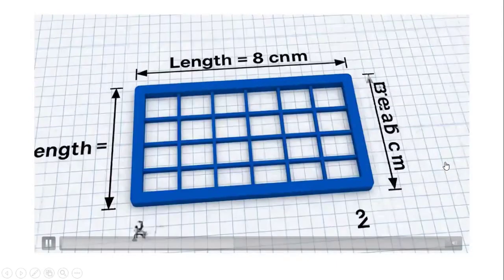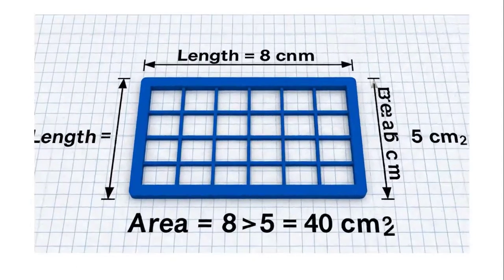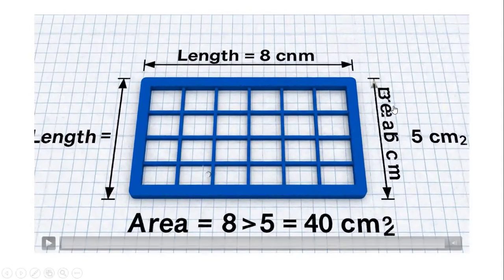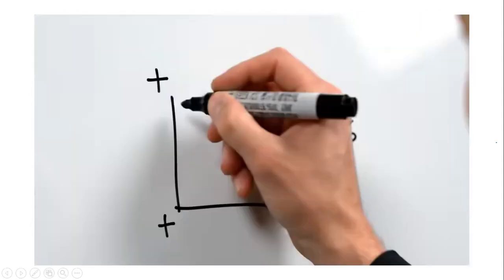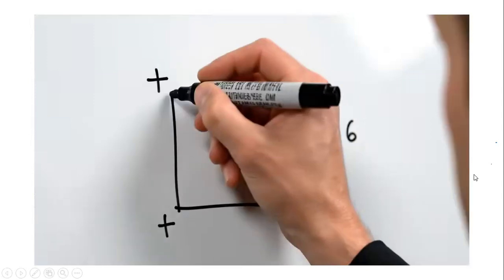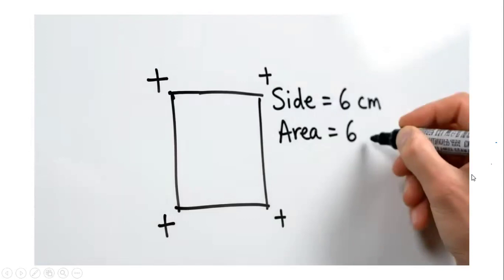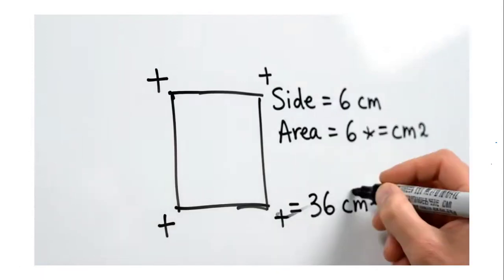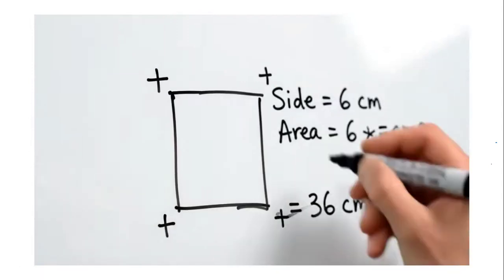This is a rectangular figure for your understanding. Length here 8 centimeter, breadth here 5 centimeter, area 8 into 5 is equal to 40 centimeter square. Now, area of a square is equal to side, here 6 centimeter, area is equal to side into side, or 6 into 6, that means 36 centimeter square.